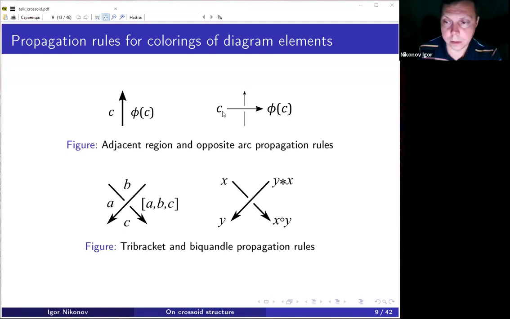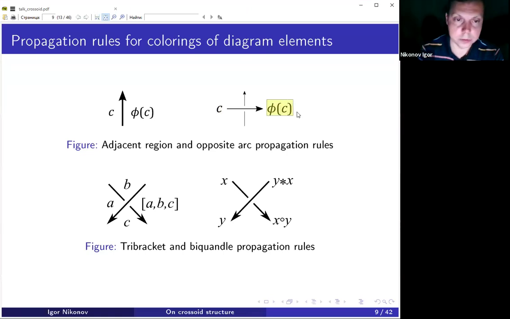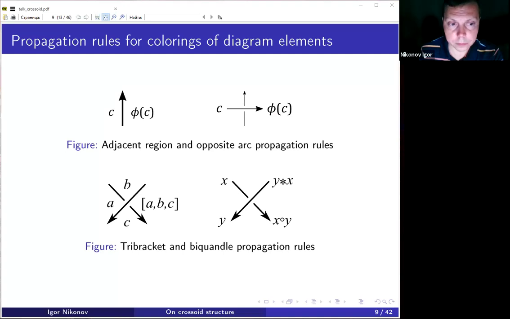Analogously, if we consider another rule which connects the colors of two arcs which are opposite at a crossing, if from color C we get color phi of C using some function phi, then also we get some variant of Alexander numbering of the arcs in this case. And more complex propagation rules appear when one considers, for example, quantum structure or three bracket structure.